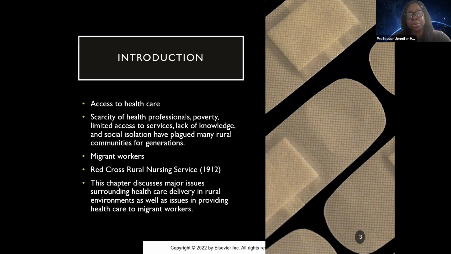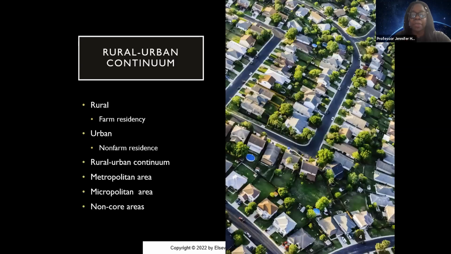For the migrant worker, language barrier is something else you may encounter if you work with this population. There are also cultural differences that come into play. Oftentimes they're from different countries, so you need to know that coming in, be respectful of different cultures, and have someone who can translate for you. Also, formal rural nursing began with the Red Cross nursing service that's listed there for you, and we're going to talk a little more about that.